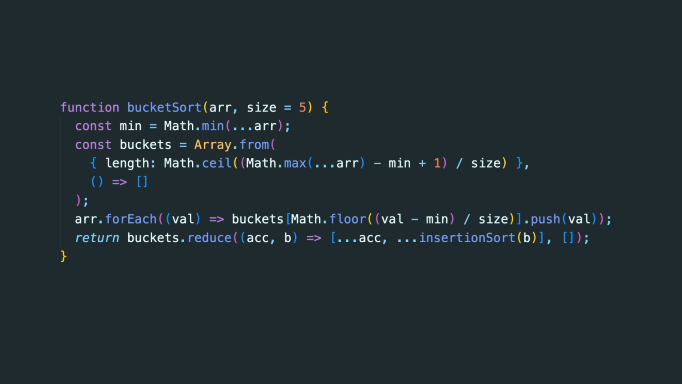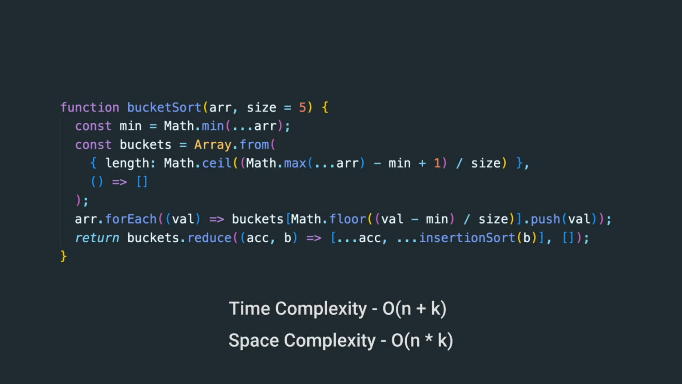And finally, we have bucket sort, which is like sorting fruits into different buckets based on their type. It divides the array into different buckets, sorts them individually, and then merges them. Bucket sort can perform exceptionally well with an average time complexity of O(n plus k), but requires additional space with O(n times k) to store its buckets.